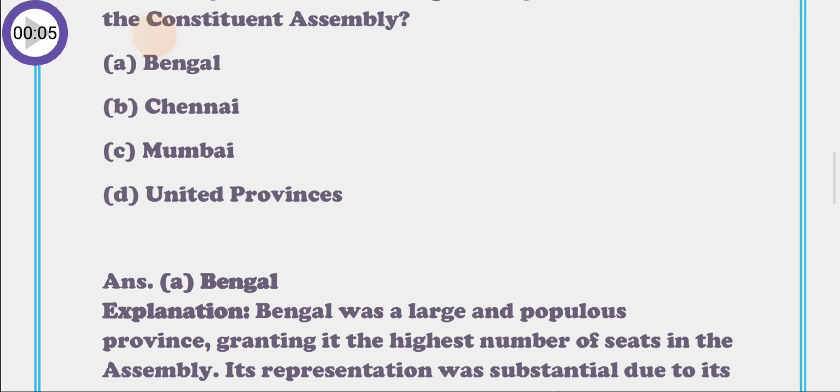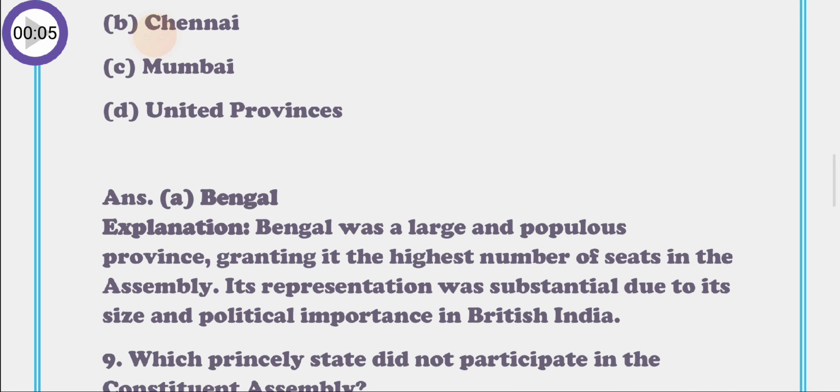So the answer is A. Bengal. Bengal was a large and populous province, granting it the highest number of seats in the assembly. Its representation was substantial due to its size and political importance in British India.